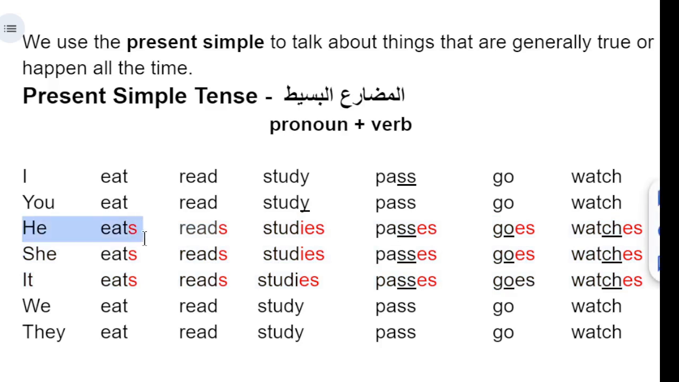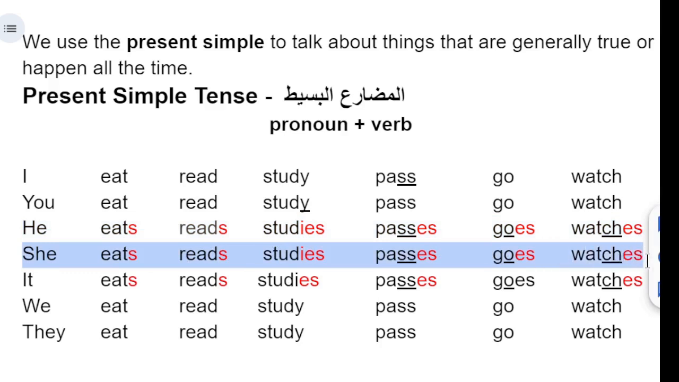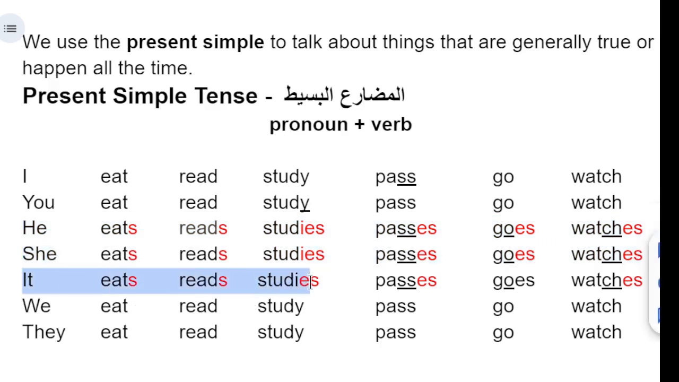He eats, he reads, he studies, he passes, he goes, he watches. She eats, she reads, she studies, she passes, she goes, she watches. It eats, it reads, it studies, it passes, it goes, and it watches.